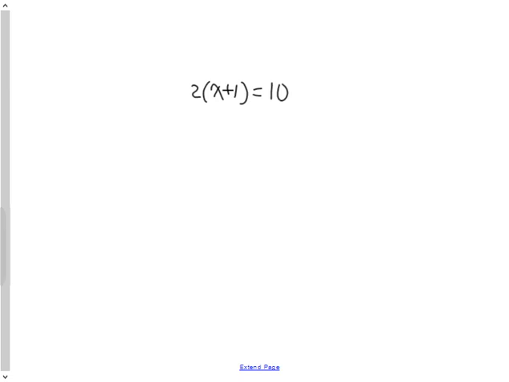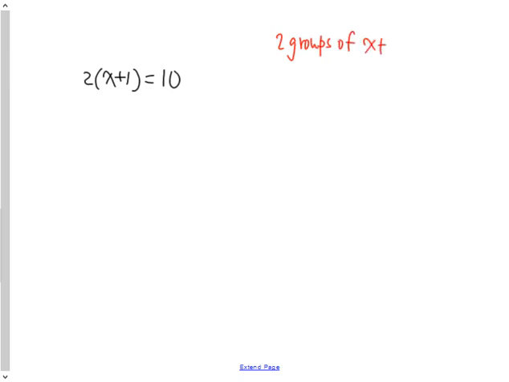Now our next question, you learned in grade 8, it's called distributive property. And I want to draw it first because I think it's important that we know what it means. So this says 2 groups of x plus 1 is equal to 10. So 2 groups of x plus 1 is equal to 10.